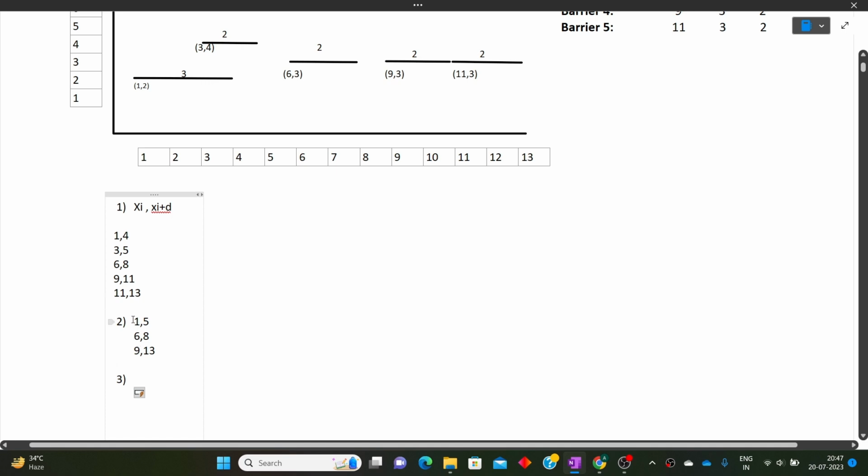So what we'll do, we will first check how many people have been blocked by the first barrier, then how many people have been blocked by the second barrier, then how many people have been blocked by the third barrier. So the answer is simple. To check the number of people blocked by a barrier, we will take this y point minus x plus 1. So we will follow this approach.